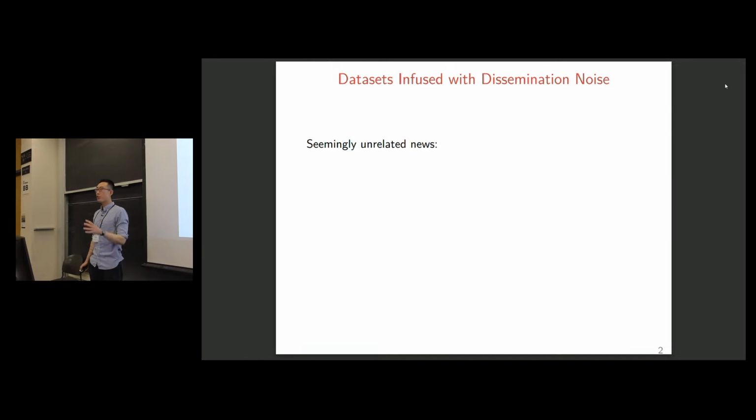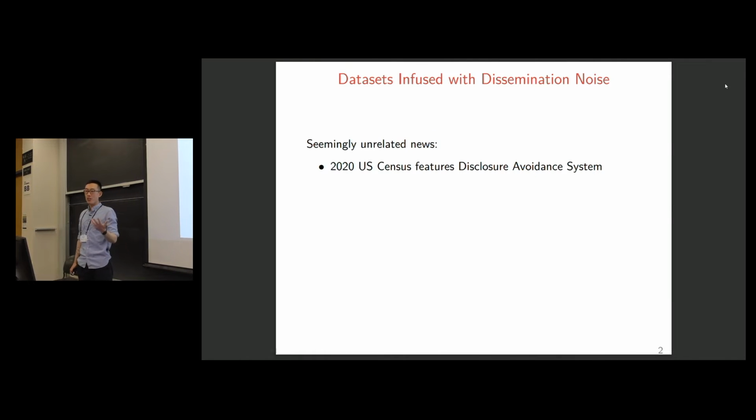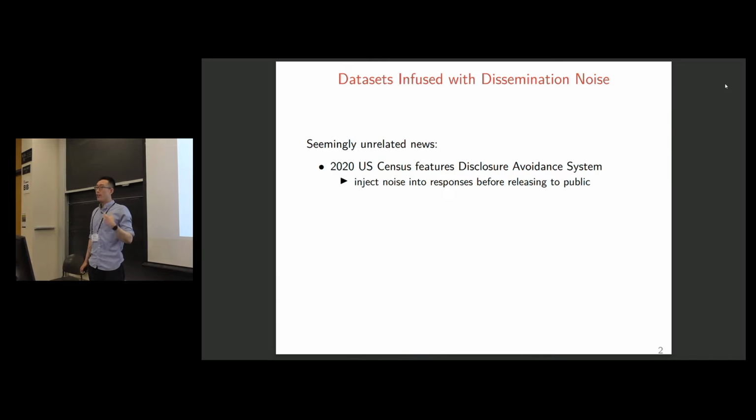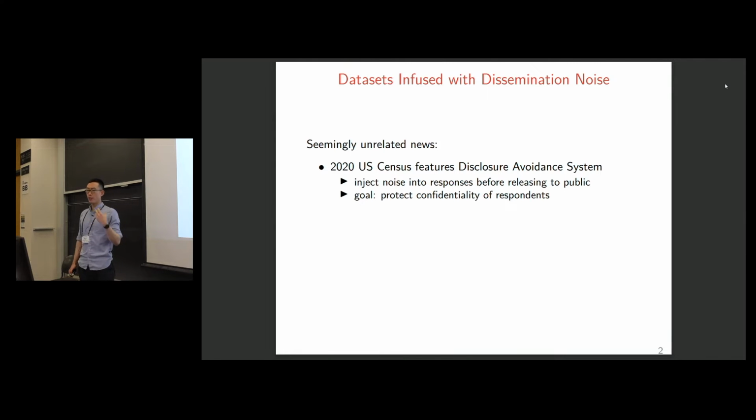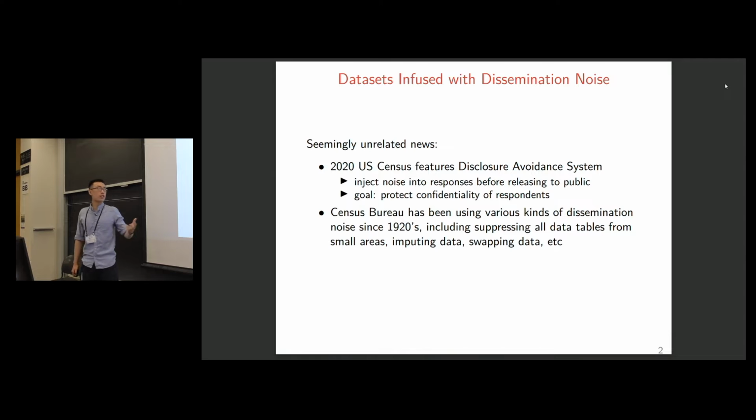Okay? I will begin by telling you some seemingly unrelated development. If you work with the US Census data, you might know that the most recent census release, the 2020 census, features what's called the disclosure avoidance system, where noise is intentionally injected into the census data before it is released to the public. The goal of such noise is to protect confidentiality of the respondents. It turns out the Census Bureau has been using various kinds of dissemination noise ever since the 1920s, including suppressing data tables from small areas, imputing data, swapping data, and so on and so forth.